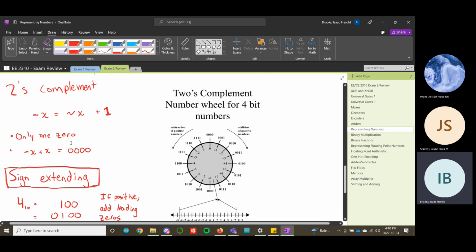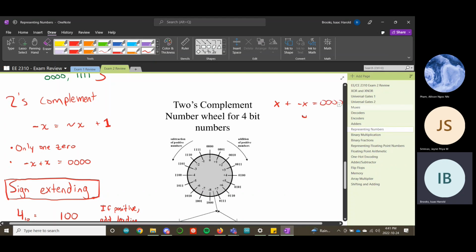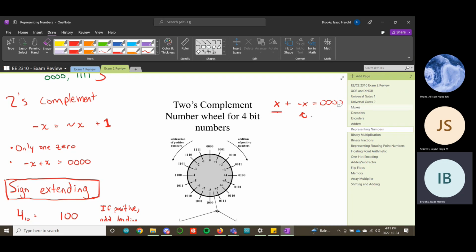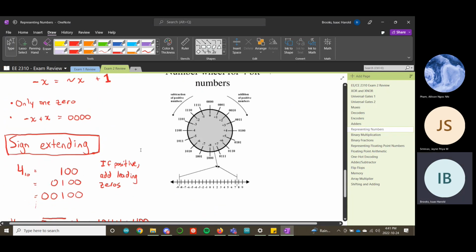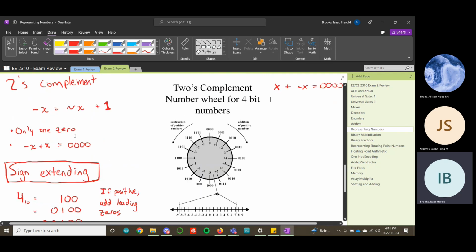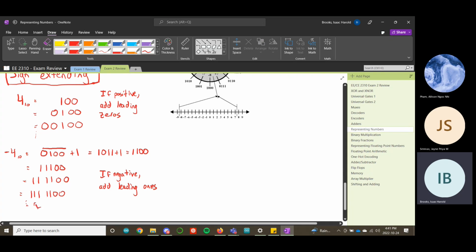So 2's complement basically revolves around the idea that if you take x plus -x, you're going to get a string of all zeros. So -x is defined as the string that when added to your x gives you a string of all zeros. I hope by this point you're a little familiar with 2's complement, because we did this in exam 1. But one big thing that you'll need to know for this exam is sign extending. If you have a positive number, you can always add leading zeros to a signed number, and that's pretty intuitive. But for a negative number, you can always add leading ones. And you can check this to make sure.